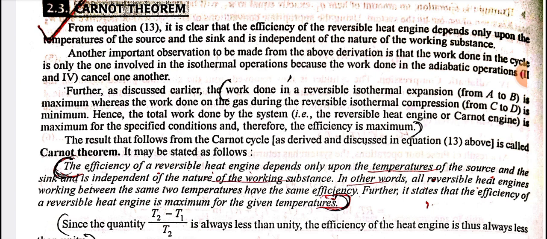The result that follows from the Carnot cycle as derived is called the Carnot theorem. It may be stated as: the efficiency of a reversible heat engine depends only upon the temperatures of source and the sink and is independent of the nature of the working substance. In other words, all the reversible heat engines working between the same two temperatures have the same efficiency. Further, it states that the efficiency of a reversible heat engine is maximum for the given temperatures. Since the quantity (T2 - T1)/T2 is always less than unity, the efficiency of a heat engine is thus always less than unity.